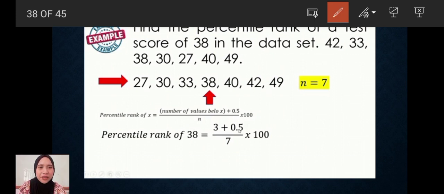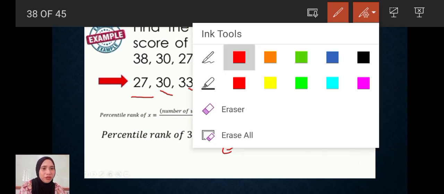So we want to find the percentile rank of 38. In our formula, we have the number of values below X, and our X is 38. So how many numbers come before 38? We have 1, 2, 3. So we have 3 here. Then plus 0.5, just follow the formula. Our N is equal to 7. Then multiplied by 100. Using your calculator, we get the answer.